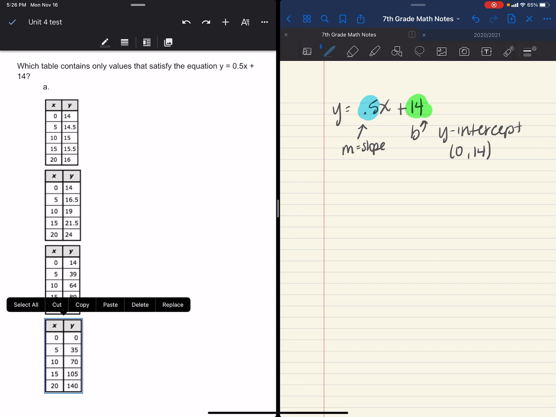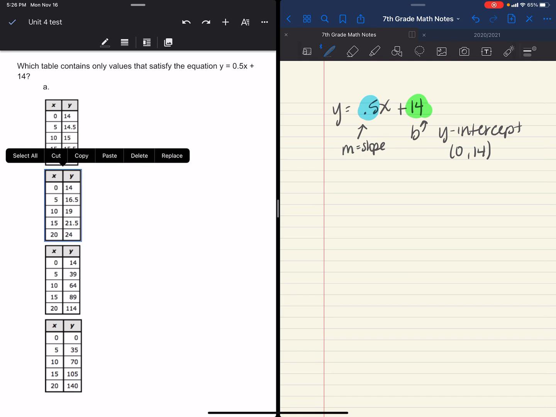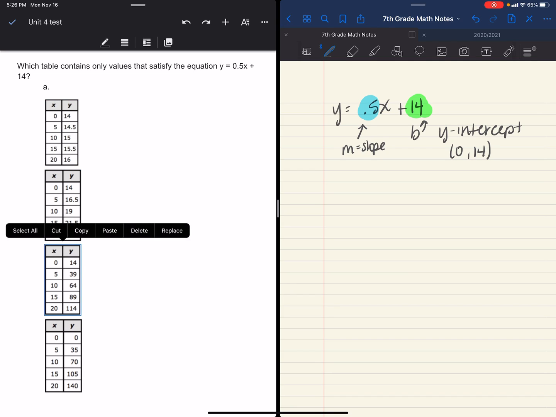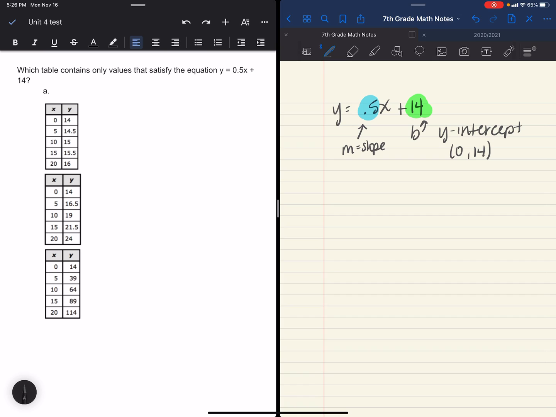Which, guys, means I'm deleting this last one. Do you see the ordered pair (0, 0)? The first one is (0, 14). The second one has (0, 14). The third one has (0, 14). The last one has (0, 0). Do you see how this one is proportional? I know this cannot be the answer, so I'm going to delete it because it doesn't match my equation. Now I'm down to 3.